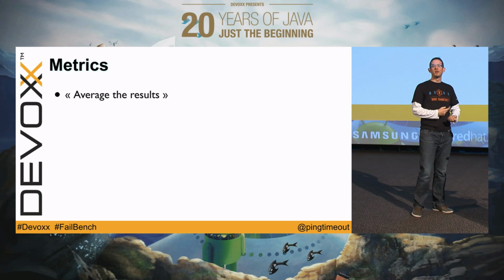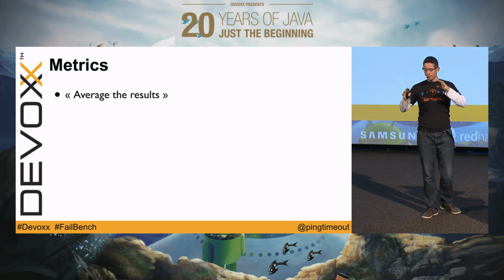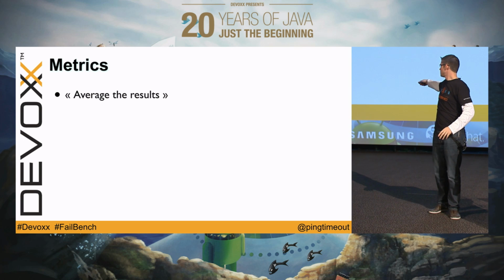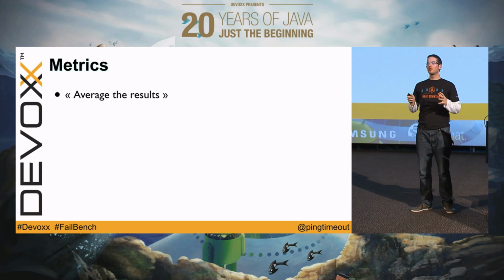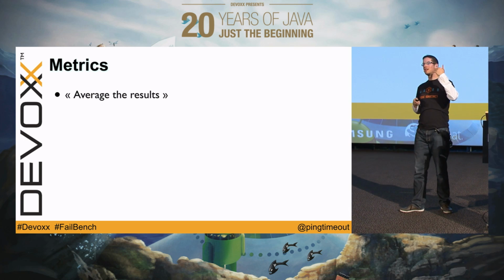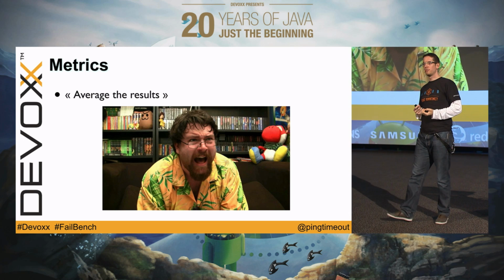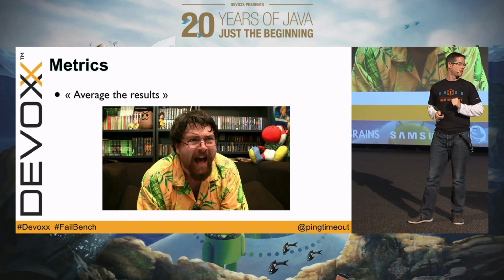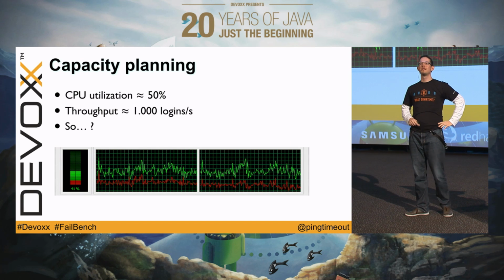And finally, there is the average. Well, I'm not going to really talk about the average now. We'll talk about that later. But pretty much the message here is that the average should not be the only thing you're measuring. But it's interesting. Now, what about capacity planning?